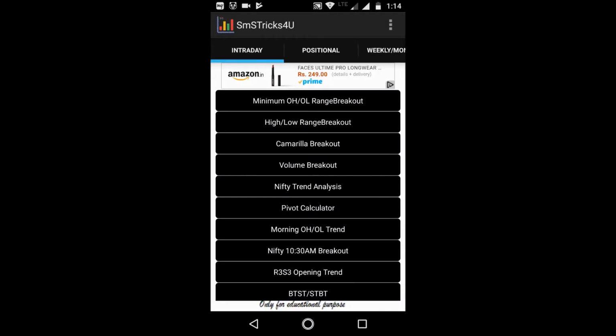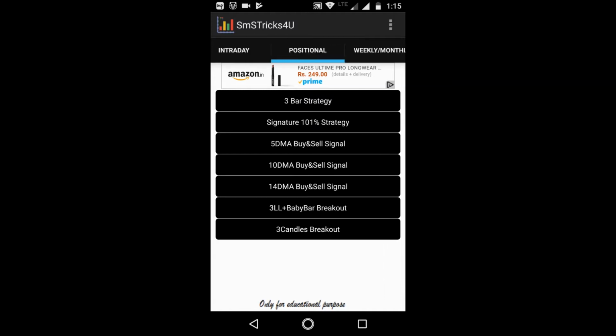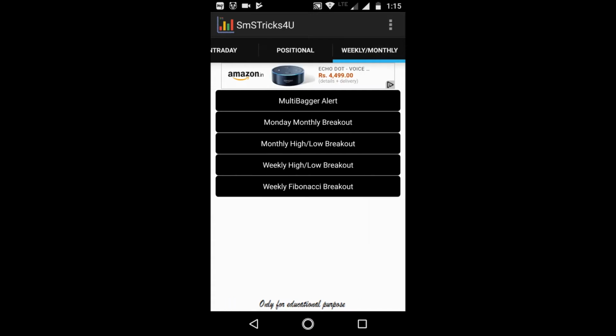As you can see, SmSTricks4U has been segmented into tabs: intraday, positional, weekly, monthly. Intraday is where you do trading only for the intraday hours, like you bought something today, so you have to close it by the end of the day. Positional is where you can carry the position from a minimum of a week to 3 months. And if you are a long-term trader with a perspective of around 6 months or greater than a year, then you can look for the long-term strategy which is noted over here.